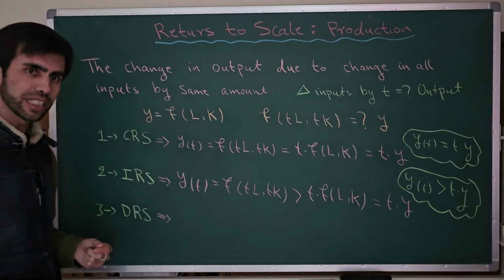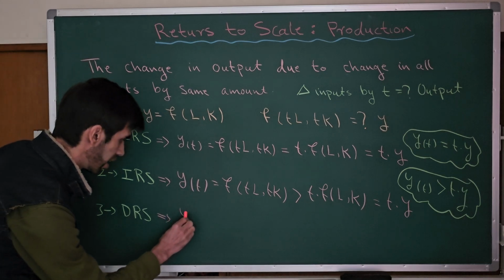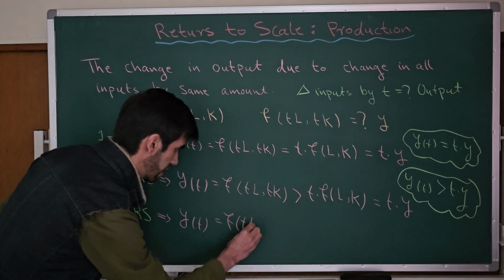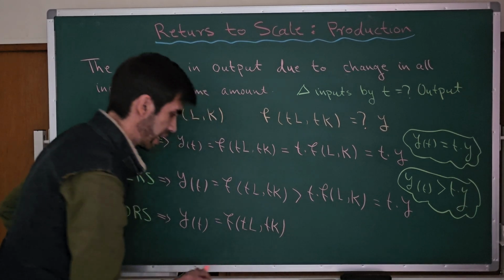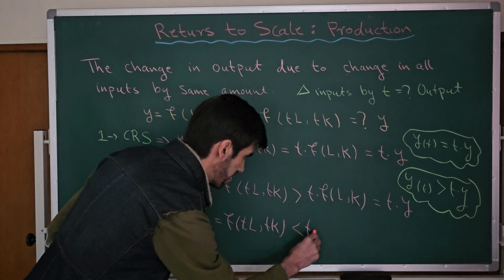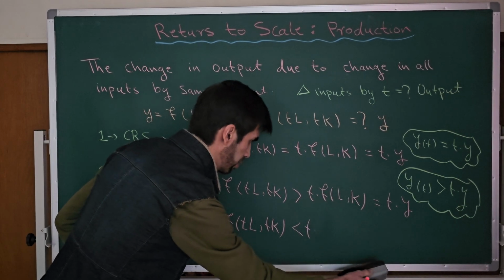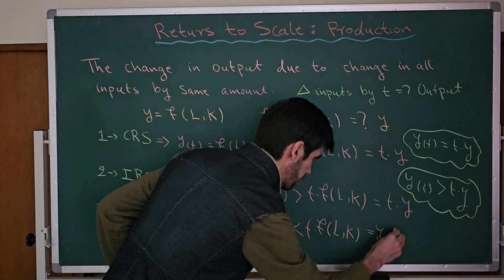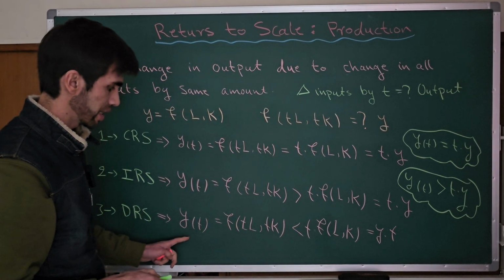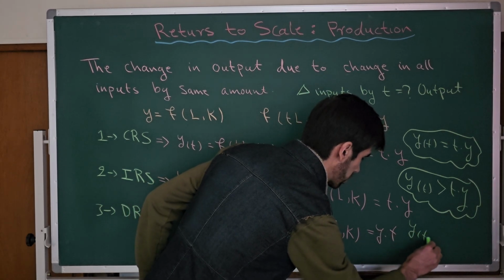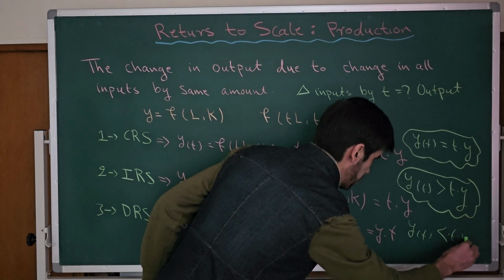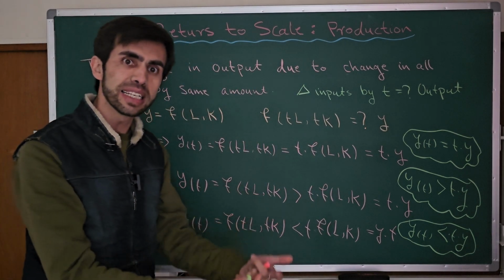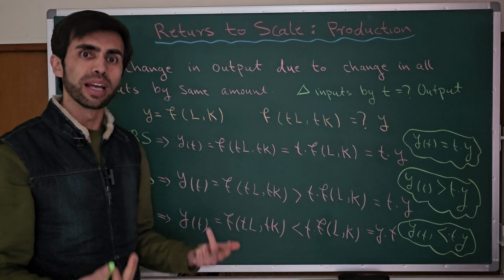The next concept is decreasing return to scale. Again, when we scale our inputs, the new output yt, which results from scaling all inputs to tL and tK, increases. The output level increases, but by less than the change in input level, t multiplied by f(L, K). So in this last case, yt, the output after scaling, is less than ty. It means if we double our input level, the output level increases, but by less than double.